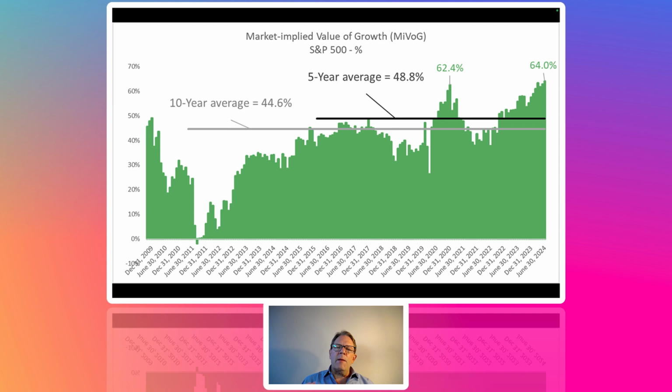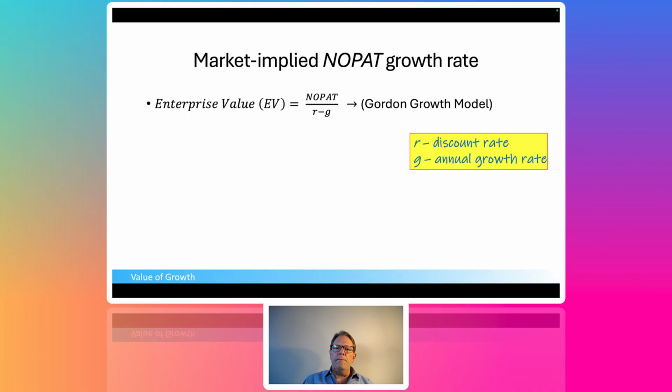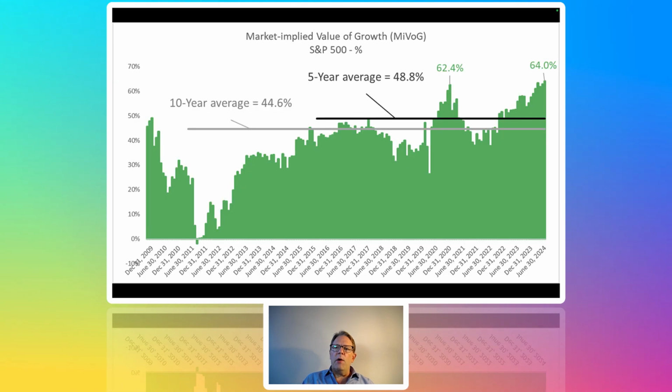That's when I talk about companies, and whenever we talk about market-implied value of growth, I will almost always use a bar chart rather than a line chart. All right, so let's see if we can figure out what the implied growth rate is. This is the market-implied value of growth as a percent of the S&P 500, and this is a 15-year chart. You can see it as a historical comparison.